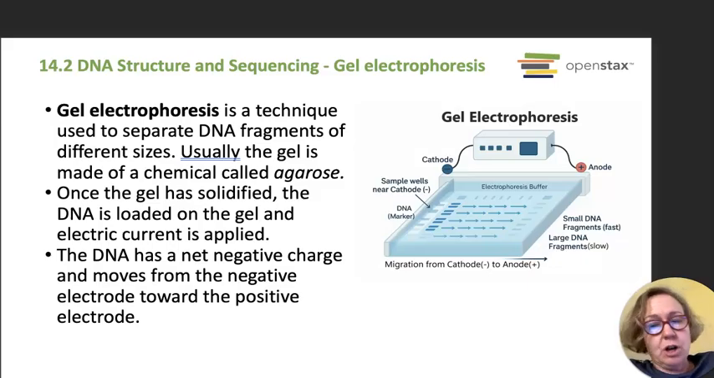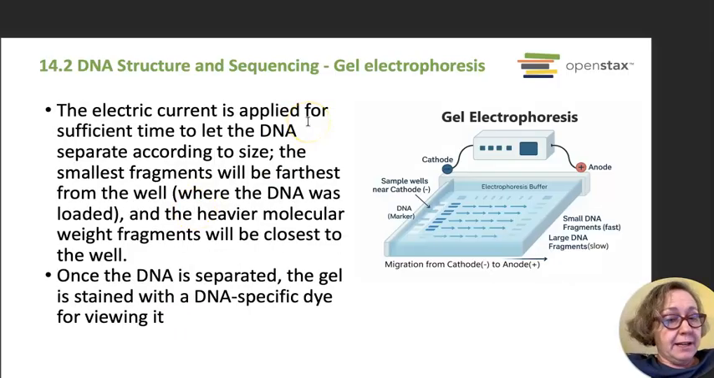And just a refresher on what gel electrophoresis is. It's a technique used to separate DNA fragments of different sizes. So the gel is made of agarose, just like an agar plate. Once the gel has solidified, the DNA is loaded on the gel and an electrical current is applied. The DNA has a net negative charge, so it moves from a negative electrode towards the positive electrode, and it moves by size. The current is applied for sufficient time to let the DNA separate according to size.